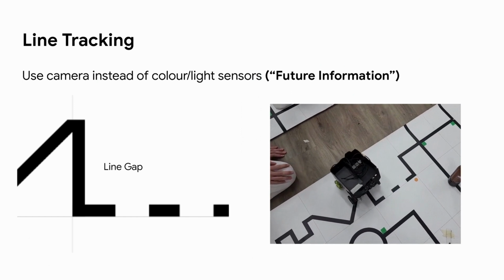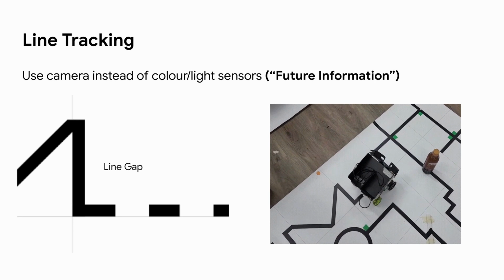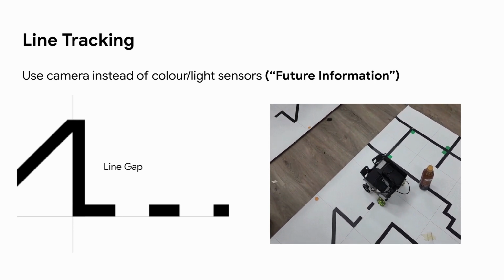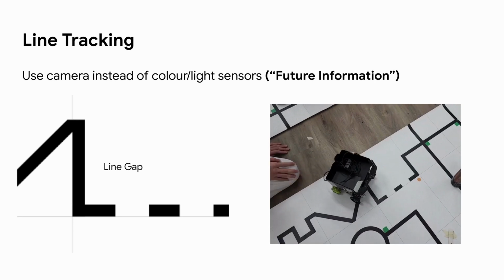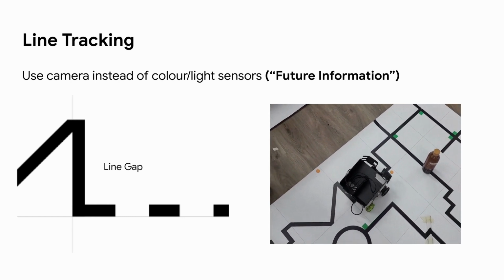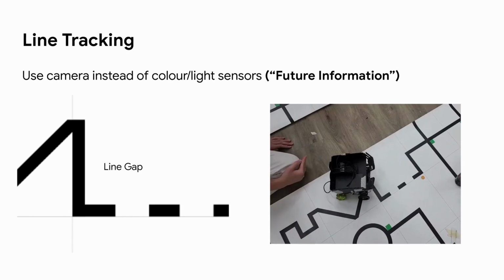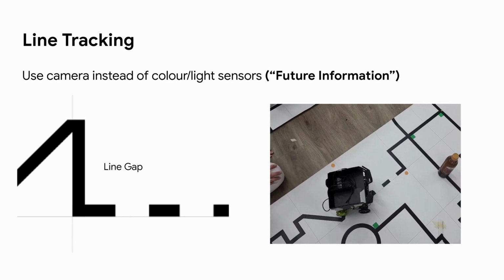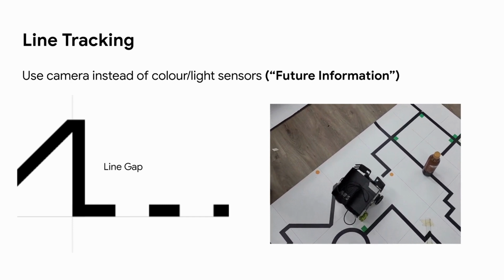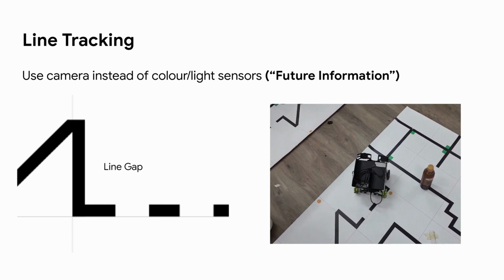Now, for line tracking, this year we use the camera for line tracking instead of color sensors. This allows the robot to see a larger area, giving it future information far beyond where the current point of the robot is, and it allows it to know where it's supposed to go so that it can reliably predict its next move. This is useful for gaps after sharp turns, as can be seen by the robot doing the prelims route. It also helps with the smoothness of the line tracking.